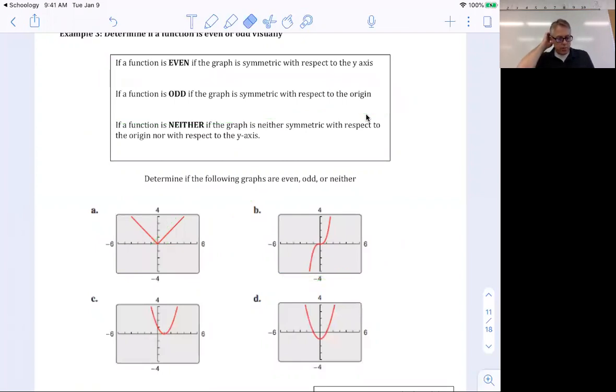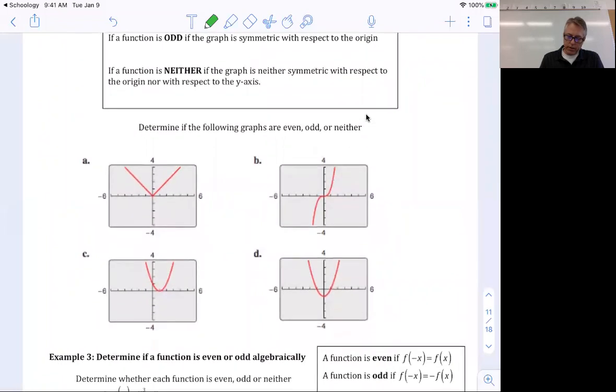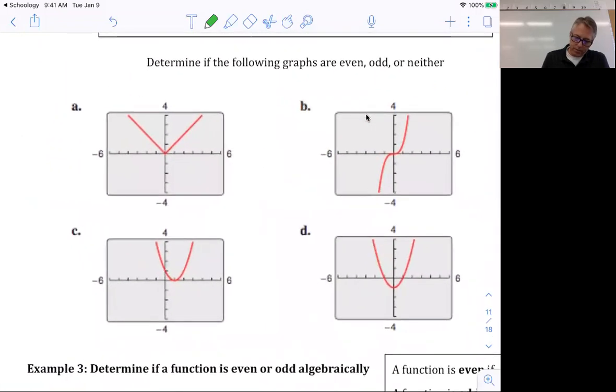So an even function is if you reflect it over the y-axis, it matches up. An odd function is if you turn it 180 degrees, it looks exactly the same. And if it doesn't do either one of those things, then it is neither. So in that case, this function here, that is an even function.